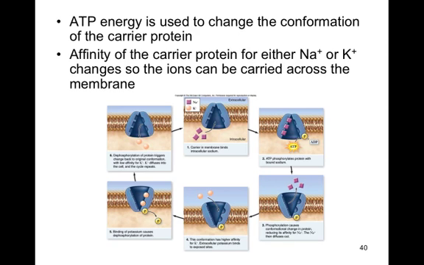Because of the fueling of ATP and the conformational change, the affinity of the carrier protein for either sodium or potassium changes so that the ions can be carried across the membrane against their concentration gradients. When it's open to the inside, sodium binds most easily, and when it's open to the outside, potassium binds most easily. So 3 sodium out and 2 potassium in.